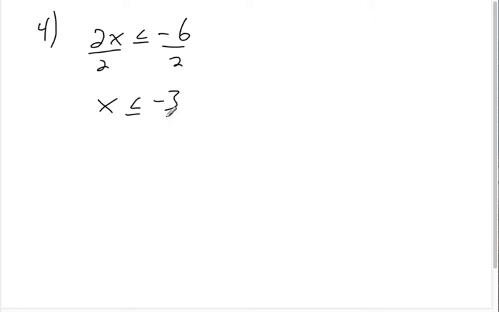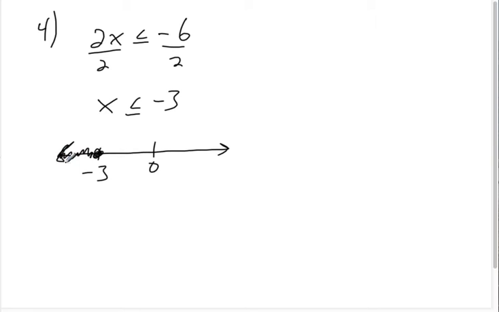Alright, next one we'll do on the same page. X plus 6 is less than 1. We're going to subtract 6 from both sides. We end up with x is less than negative 5. To graph that, we get a 0, we get a negative 5. That's an open circle shading left.